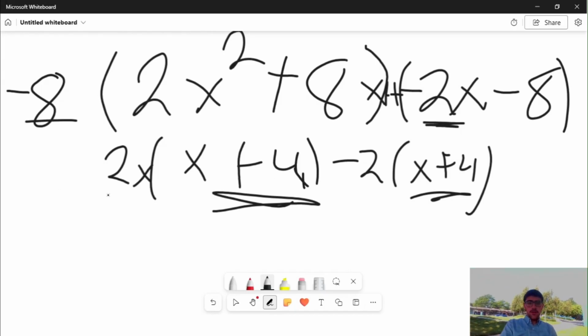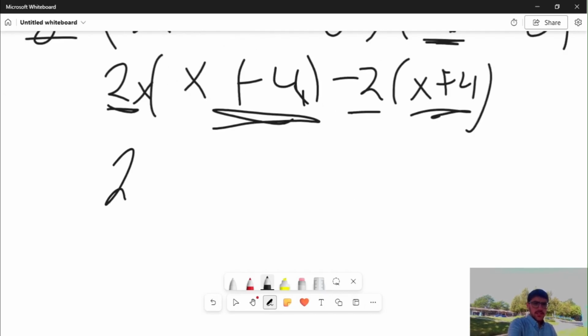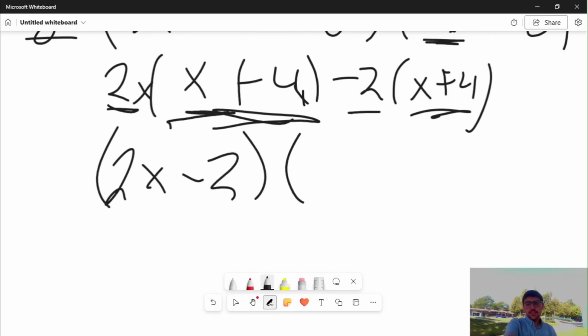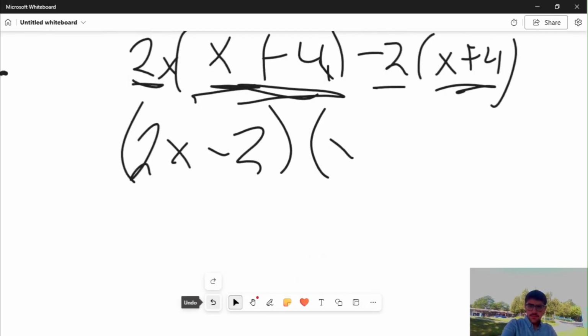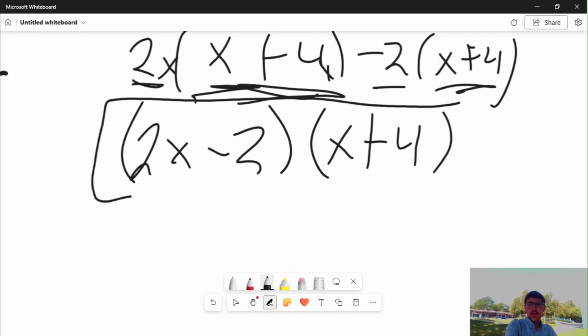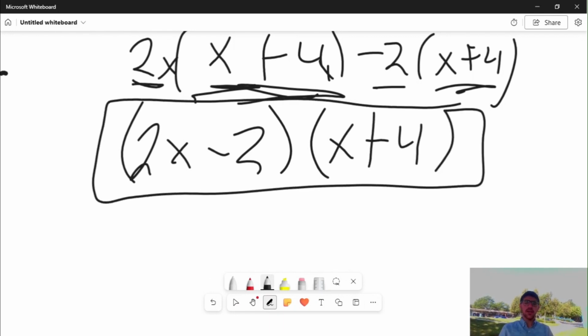So then from there, you're going to take this term that you factor out, and then add them. I'm going to get 2x minus 2, and I'm going to group those. And then if you did this right, these should be the same, and you're just going to bring down one of them. So you get x plus 4. And that is how you would factor with a coefficient that is not equal to 1.